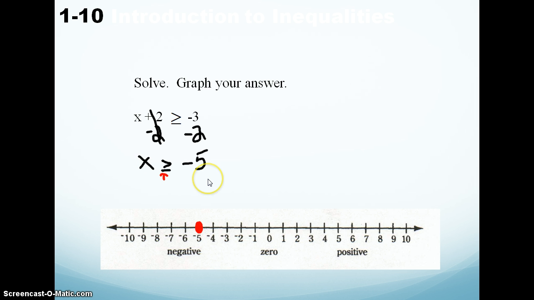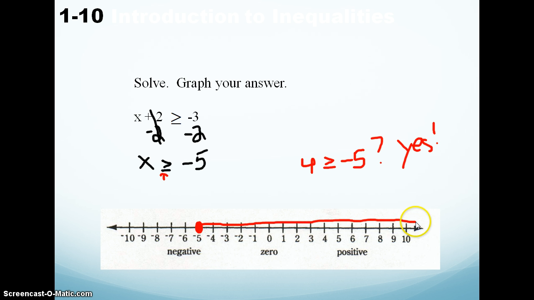Now x is greater. So I need to pick a number here. So let's go into the positives. I like positive numbers. Let's pick the number 4. Would we say that 4 is greater than or equal to negative 5? Yes, positive numbers are going to be greater than negatives. So what does that mean? That means that since a number to the right worked, all the numbers to the right are going to work. So we would draw our line with our arrow pointing to the right.